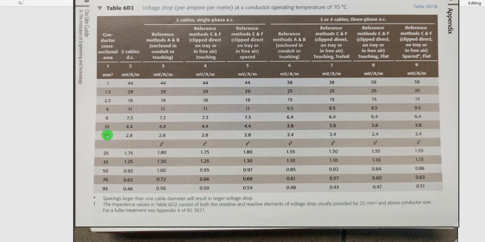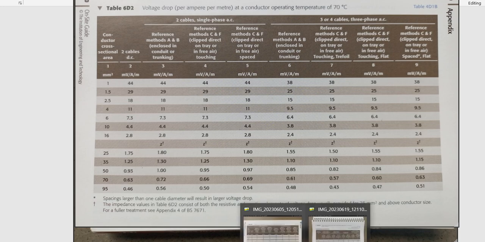Look at my 16. Which method are we using for 16? Method of concealing and conduit. So it falls on 2.8. So the voltage drop factor per meter here is 2.8. We are going to use 2.8 in our calculation to find out the voltage drop we are going to incur under the 500 meters cable route. All right, now come back here.